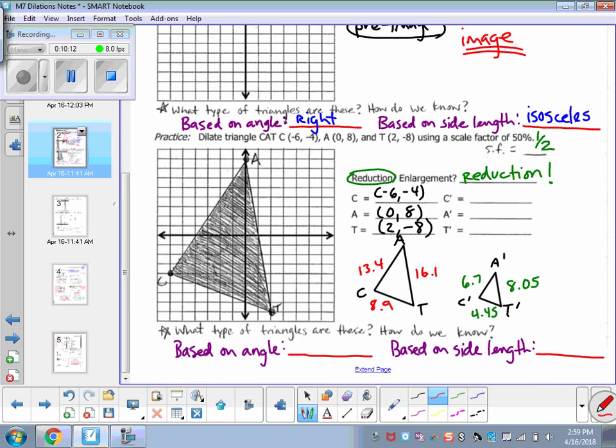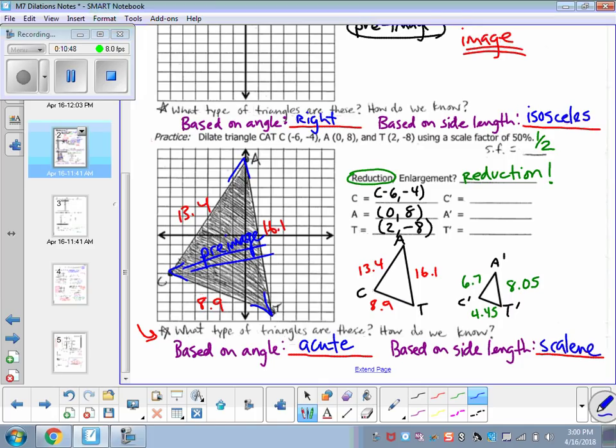All right, now let's take a look again down below here at what type of triangles we have here. Now I have measured this out just so you can see on the coordinate plane. And the dimensions are an 8.9 by a 13.4 and a 16.1 here. So since none of those sides are the same, we know we've got a scalene triangle. And we have 1, 2, 3 little acute angles. So it's an acute scalene triangle that we have for our pre-image.